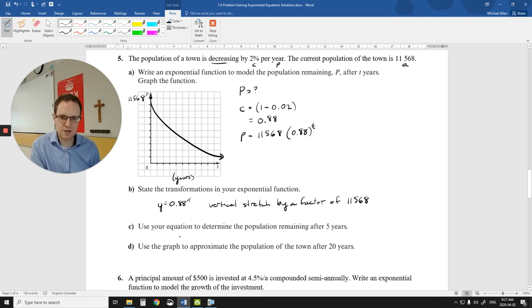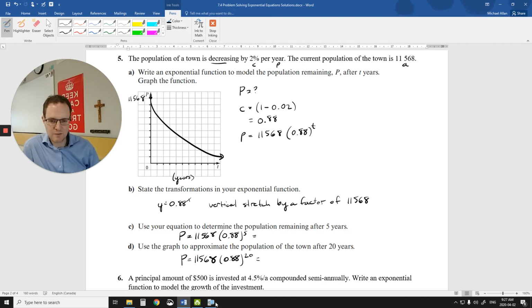So we're going to use our equation here to determine our population after 5 years. So I put a 5 there. I'm also just going to use my equation to do this one as well. I don't see why we're going to have to use the graph for this, because we have the equation for both of them. Okay, so I pull out my calculator. Just put it on the screen. It's not in the way.